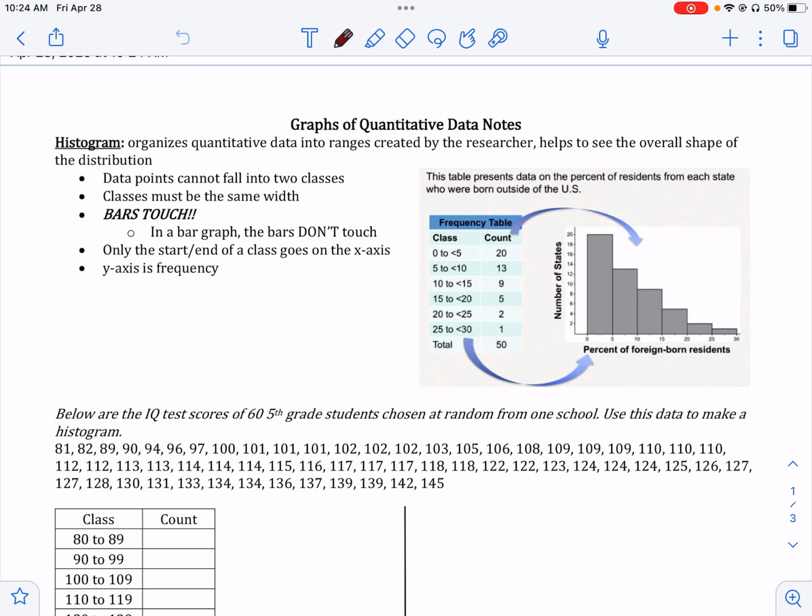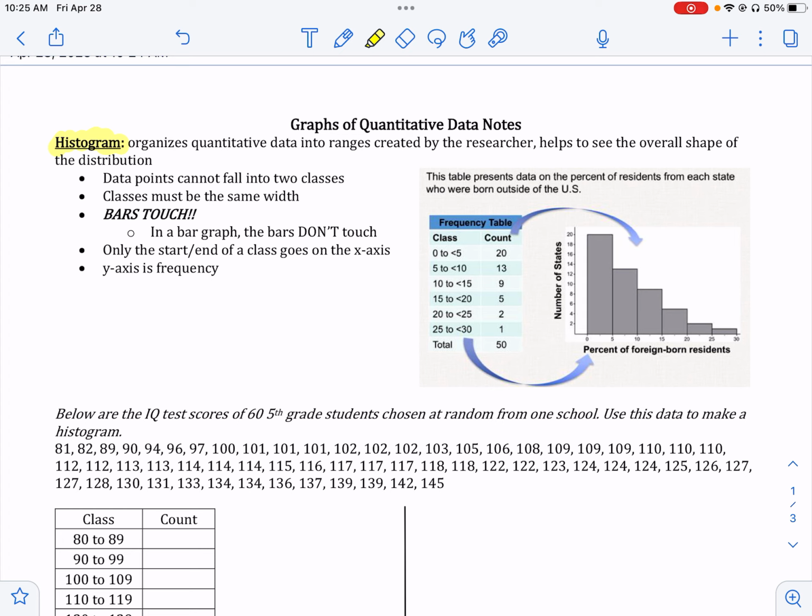Okay, hi. So in this first video, we're going to be talking about what a histogram is, how we can create a histogram, and some of the different shapes that we have here. So first off, you can see our definition is that a histogram is a graph that's going to organize quantitative data into ranges created by the researcher that helps us see the overall shape of the distribution.